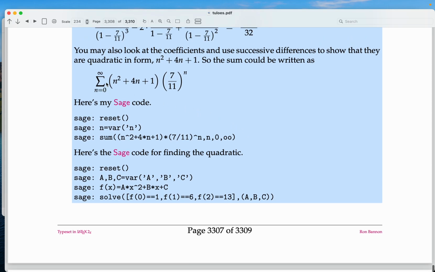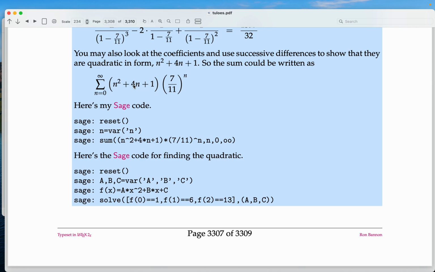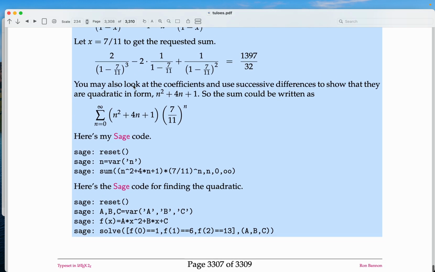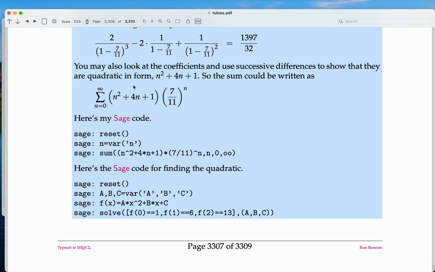Okay, so this is about finding the quadratic, and I want to go through that with you. There's a variety of ways of doing it.